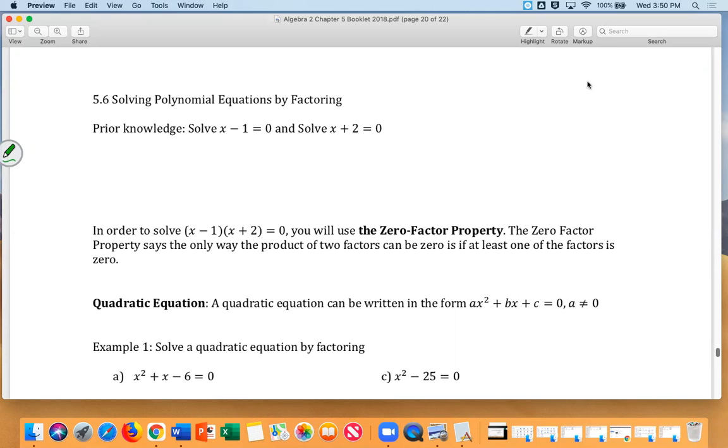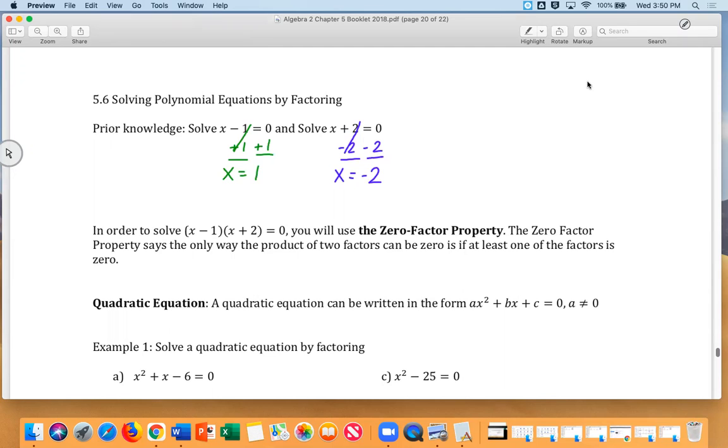We know how to solve x minus 1 equals 0. First step, add 1, okay? We get x equals 1. That was easy enough. And then let's solve x plus 2 equals 0. So we subtract 2, and we get x equals negative 2. Now, why do I need to know this? Why am I bringing this up now?